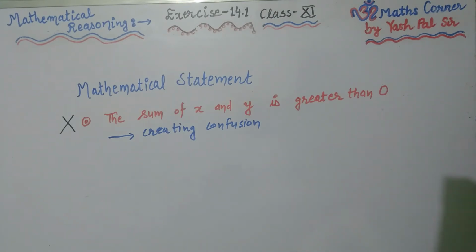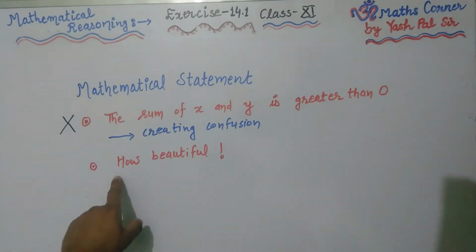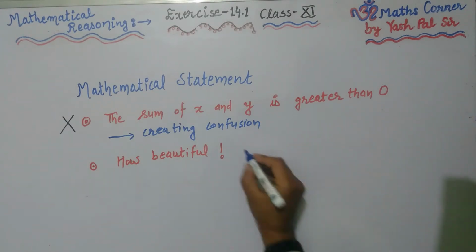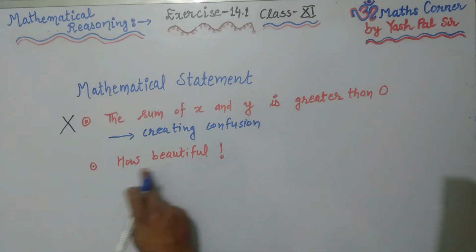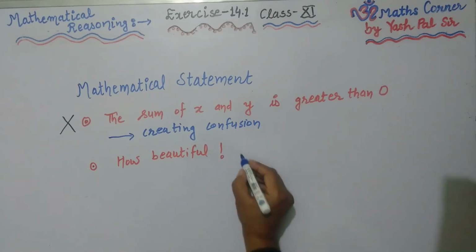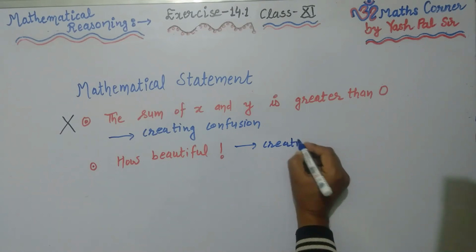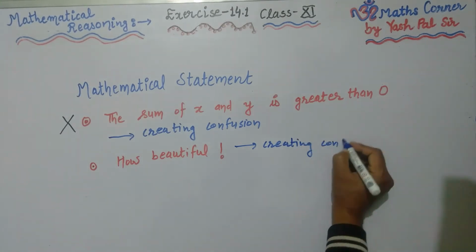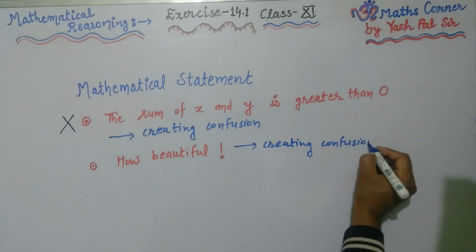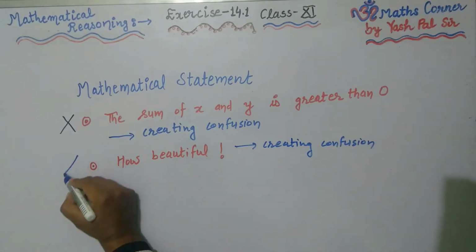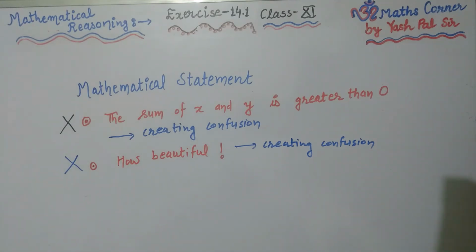Consider one more example: how beautiful. Again, this sign is the sign of exclamation. So what do we say about this? How beautiful? We cannot say whether this is beautiful or not. This is creating confusion. So we cannot accept this as a mathematical statement.